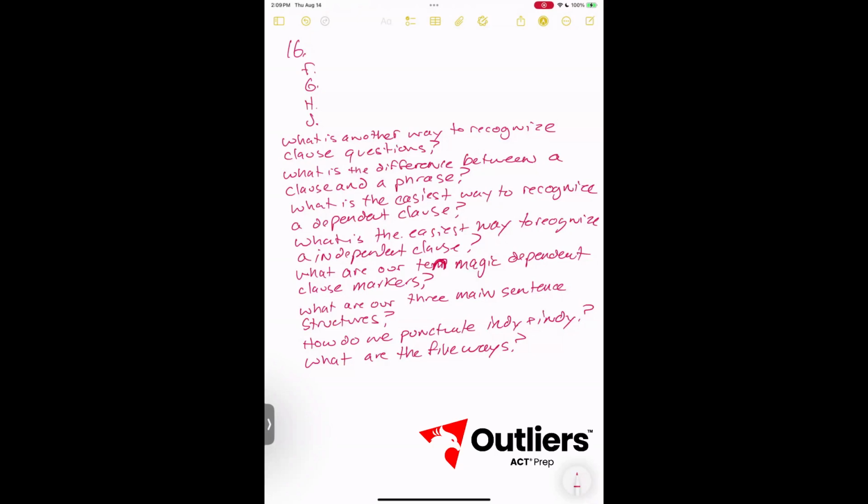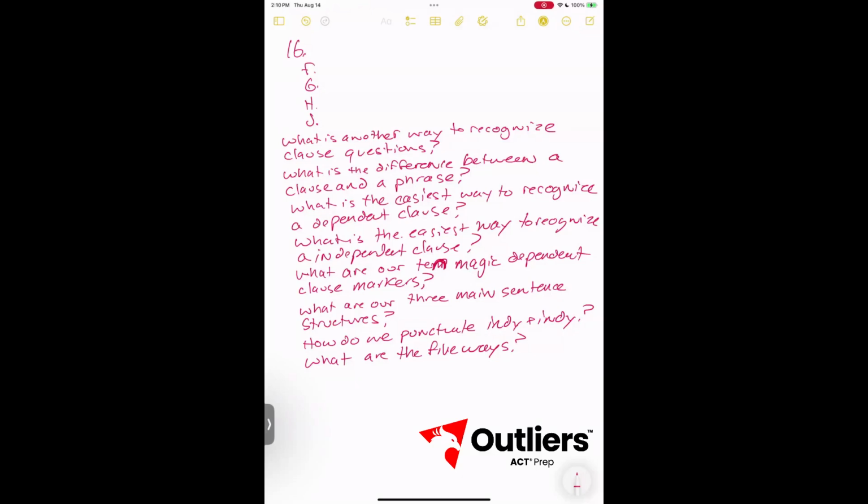What are the 10 magic dependent clause markers? Because, while, when, since, whereas, who, whom, whose, which, that.